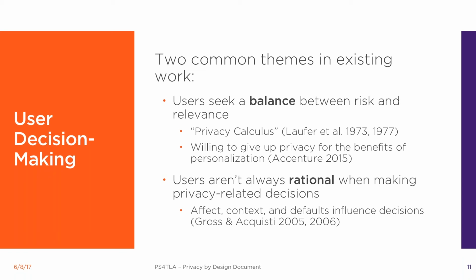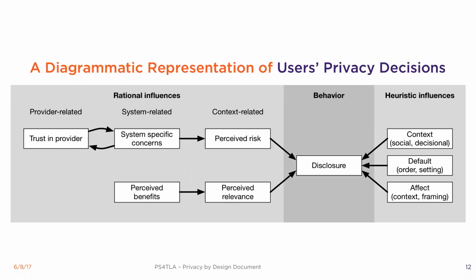So it's a combination of rational and heuristic decision processes. That's depicted in a little more detail on this figure right here. This actually synthesizes a lot of the research in this area. And importantly, when we look at the rational influences on disclosure behavior, we see that perceived risk and perceived relevance are the most important aspects that influence disclosure from a rational perspective.